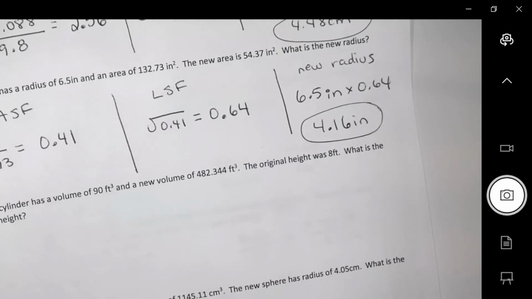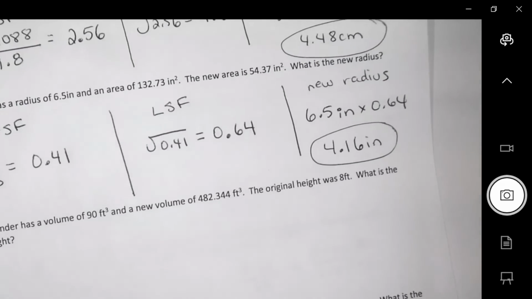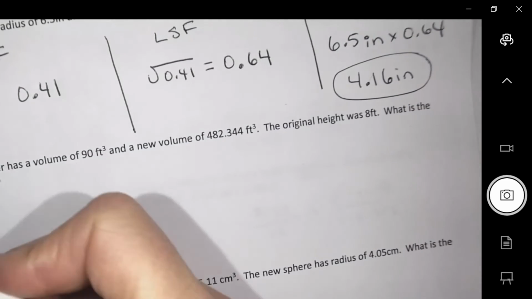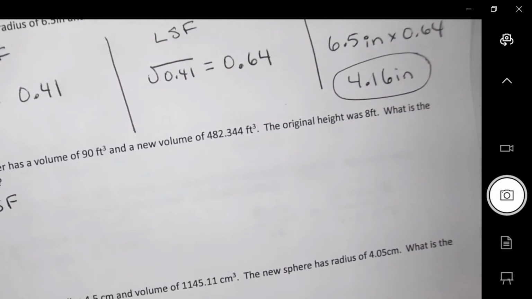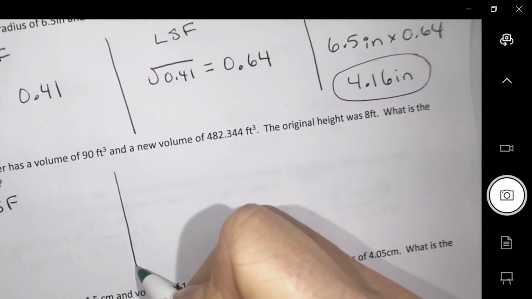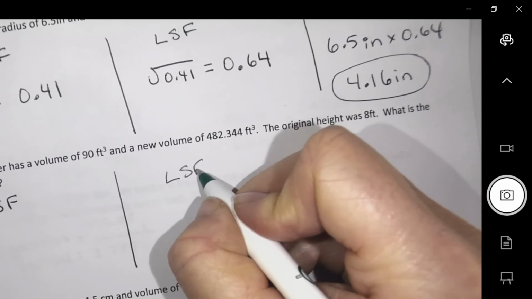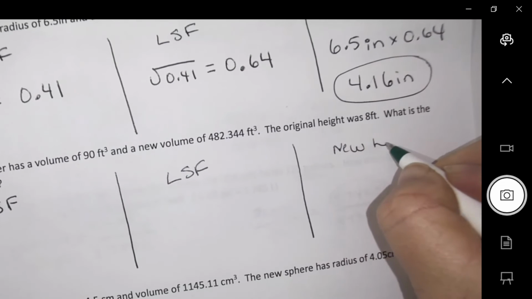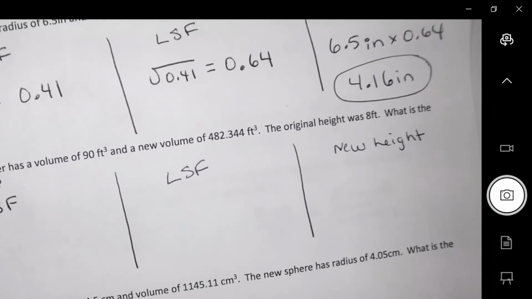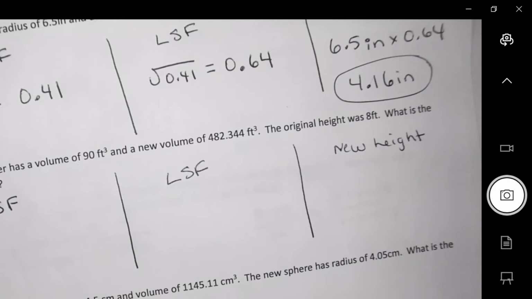Okay, almost the exact same question. I'll let you try it on your own. We need volume scale factor. That's the only difference, the volume scale factor. Then figure out the linear scale factor, then new height. Okay, volume. So changing your square root button to something else.